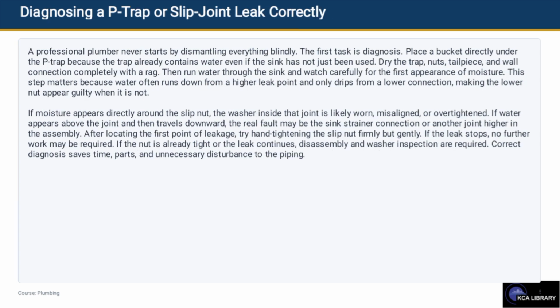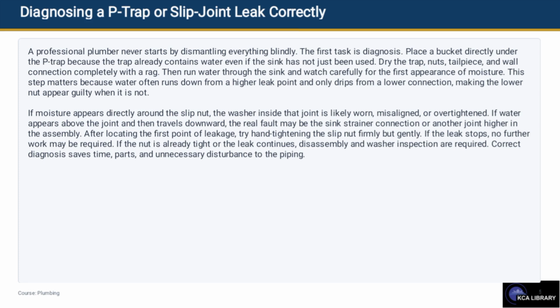So how do you diagnose a P-trap or a slip joint correctly? A professional plumber never starts by dismantling everything blindly. The first task is diagnosis. That is, place a bucket directly under the P-trap, because the trap already contains water, even if the sink has not been used. Dry the trap, not the tailpiece, the wall connection, completely using a rag.